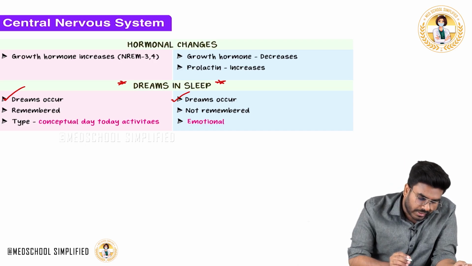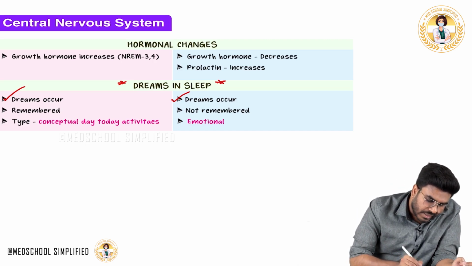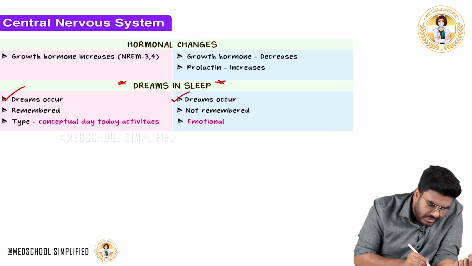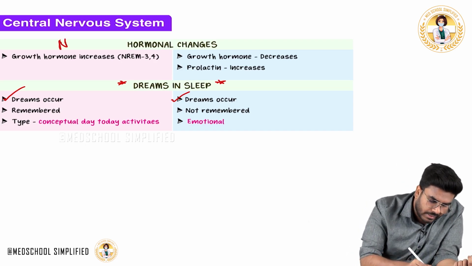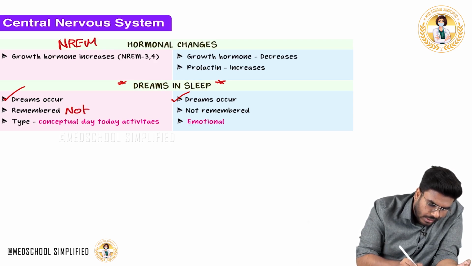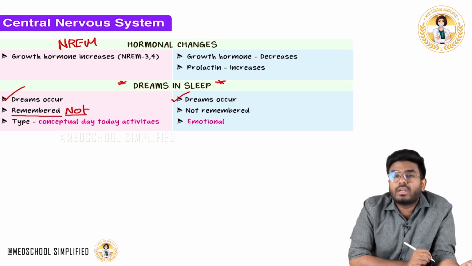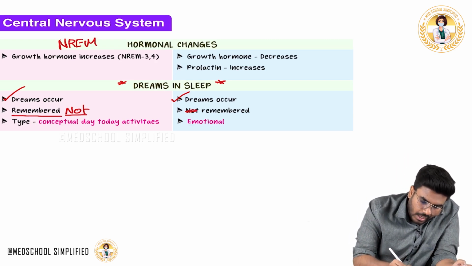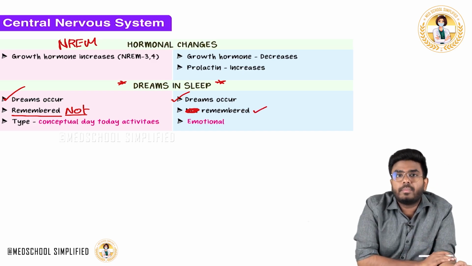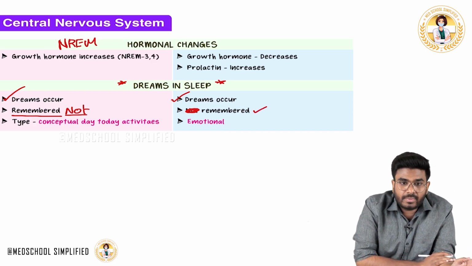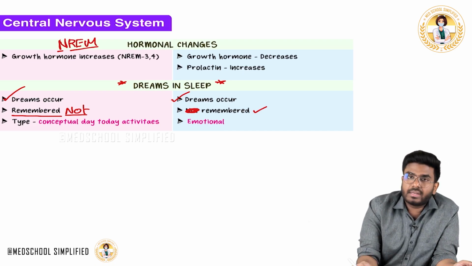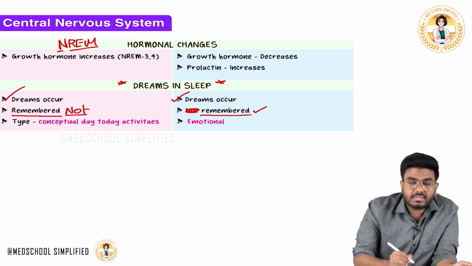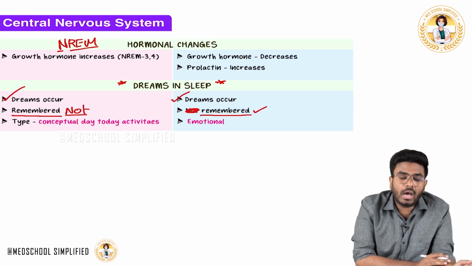But the only one point is, please make a correction here, the dreams which are coming in NREM are not remembered. But the dreams which come in REM are remembered. Already I have explained to you: NREM for non-remembrance, REM for remembrance. The dreams which are coming in REM are remembered.